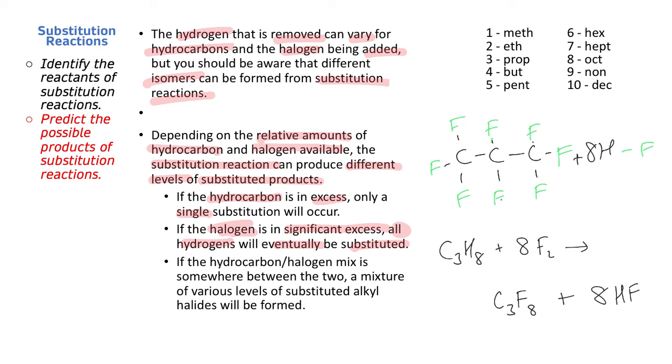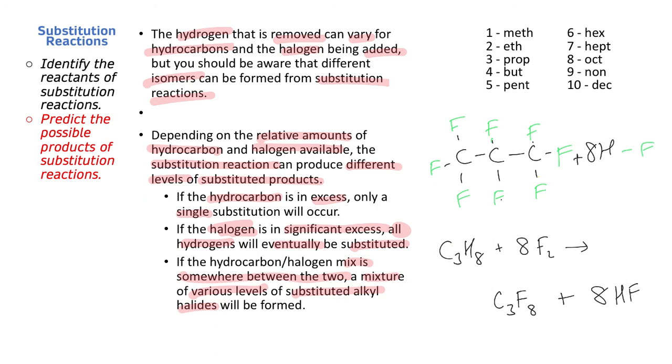If it's somewhere in between, a mixture of various levels of substituted alkyl halides will be formed. There'll be a range all the way from 1-fluoropropane to 8-fluoropropane, a mix of 1s, 2s, 3s, 4s, 5s, 6s, 7s, with the majority being 1s and significantly fewer 2s, 3s, 4s and 5s as you go along. But that's the idea, that you will have varying amounts.